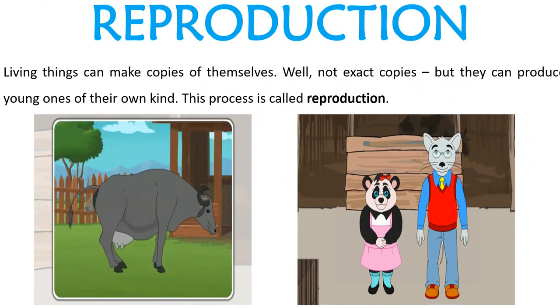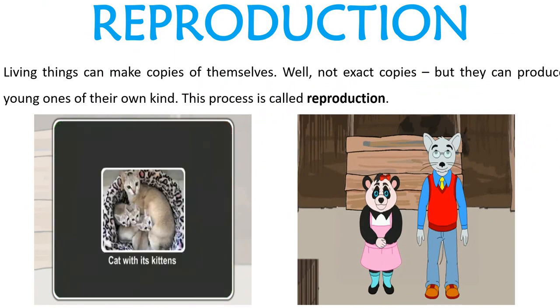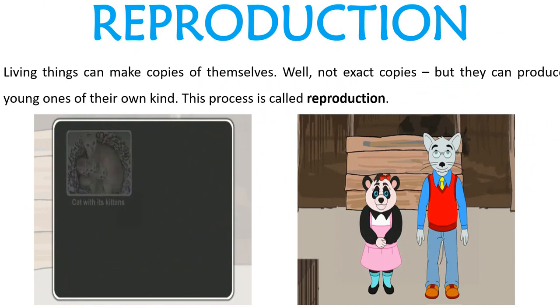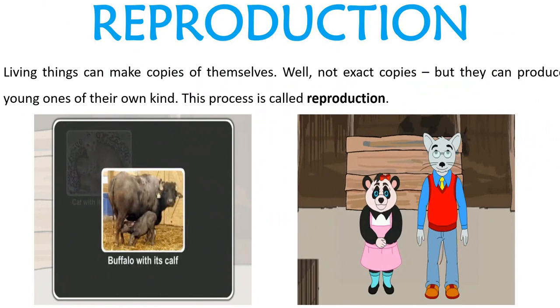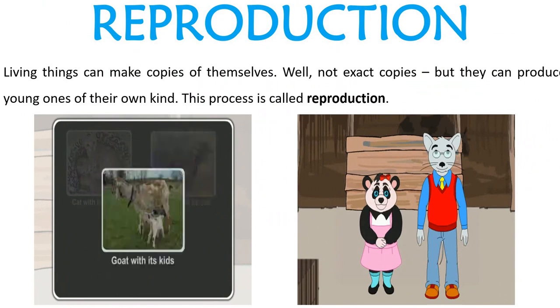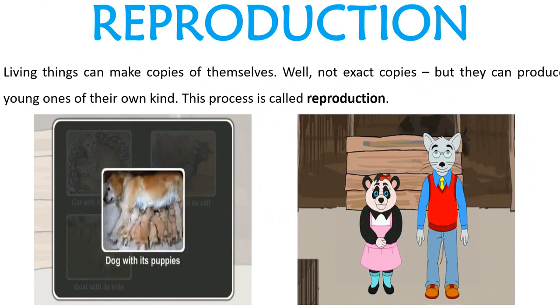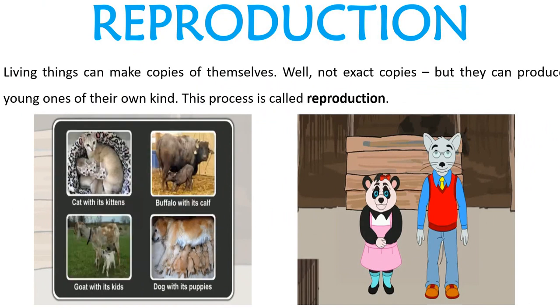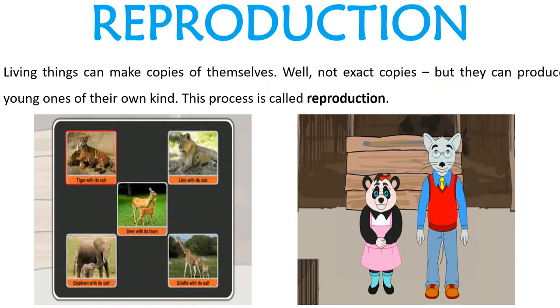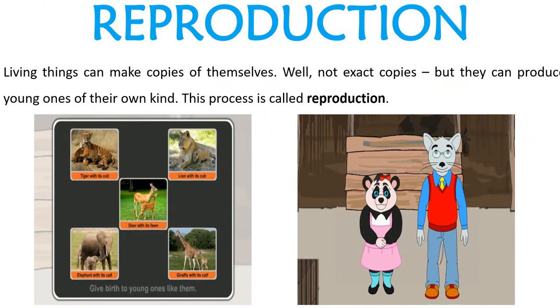See, a buffalo giving birth to a calf. This is reproduction. Cat gave birth to kittens. Again, this is reproduction. See the calf drinking milk from the buffalo. Goat, it has given birth to its kids. Dog with its puppies. Very fine. Now you understand what is reproduction? Tiger, lion, deer, giraffe, elephant. Okay, children?